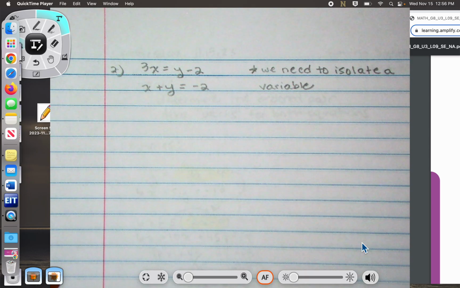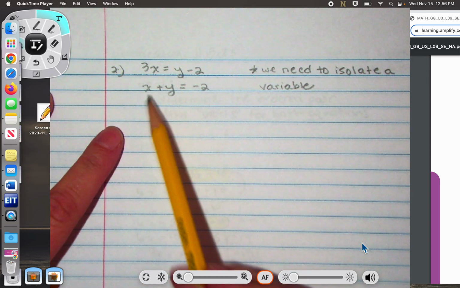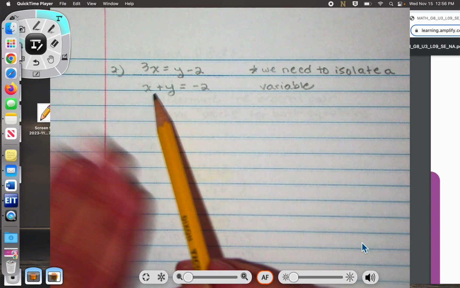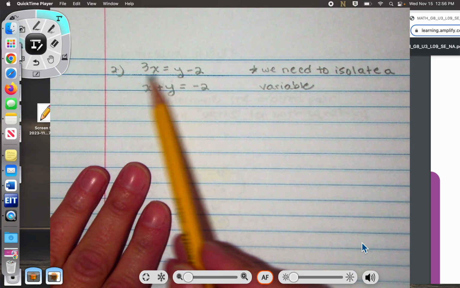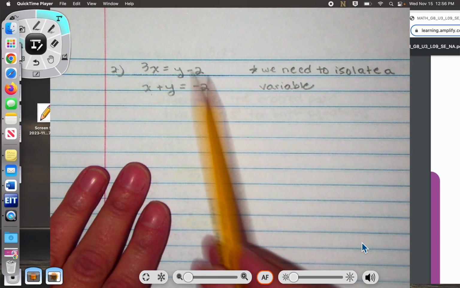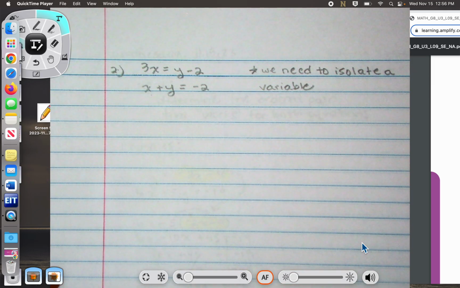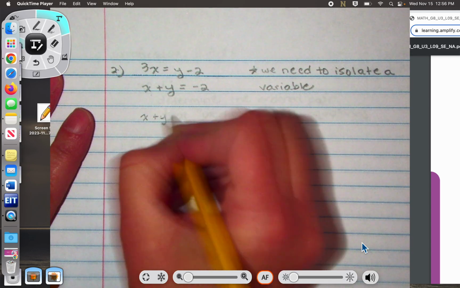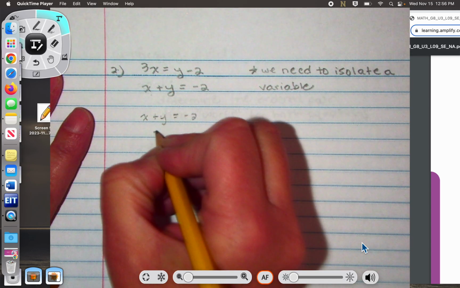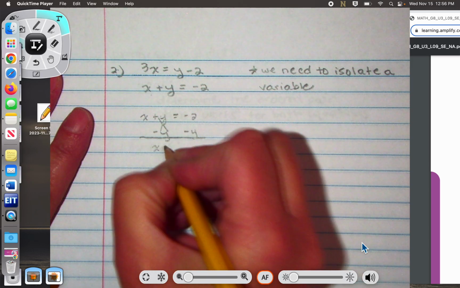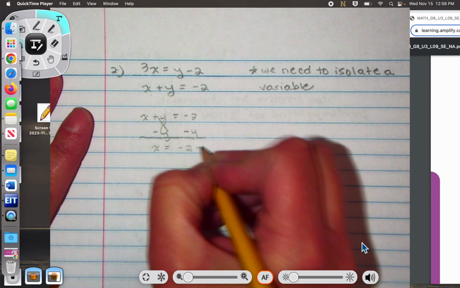Okay? So for me, I'm going to subtract y over here and I'm going to get x by itself, because all I see here is fractions. If I divide everything by 3 up here, I'm going to end up with fractions. I don't love fractions, right? So I'm going to do x plus y equals -2. I'm going to subtract y from both sides. And now I have x equals -2 minus y.